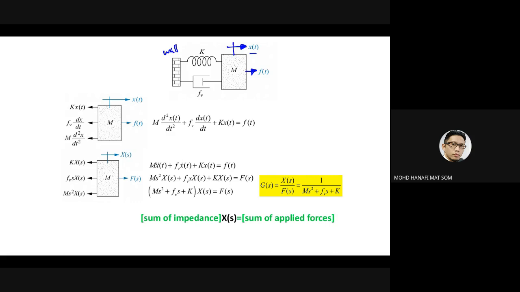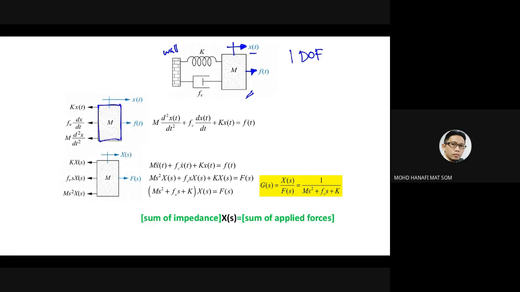To analyze, this is a 1 degree of freedom example, because we only have one mass. If we have two masses, we will have 2 degrees of freedom. If we have 3, we have 3 degrees of freedom. Okay, let's do this step by step. For this example, we only have to consider this mass M.